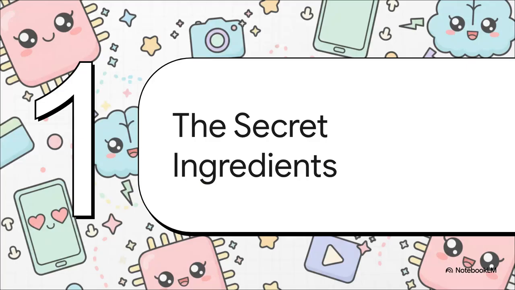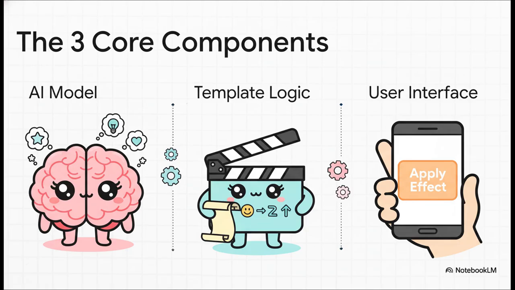So, what goes into one of these templates? Well, it all breaks down into three core components. Let's take a look at what they are. Every single effect you use has these three parts working together behind the scenes. First, you've got the AI model. That's the brains of the operation. Then there's the template logic, which is kind of like a director's script. And finally, the user interface, which is really just the button you tap on in the app.